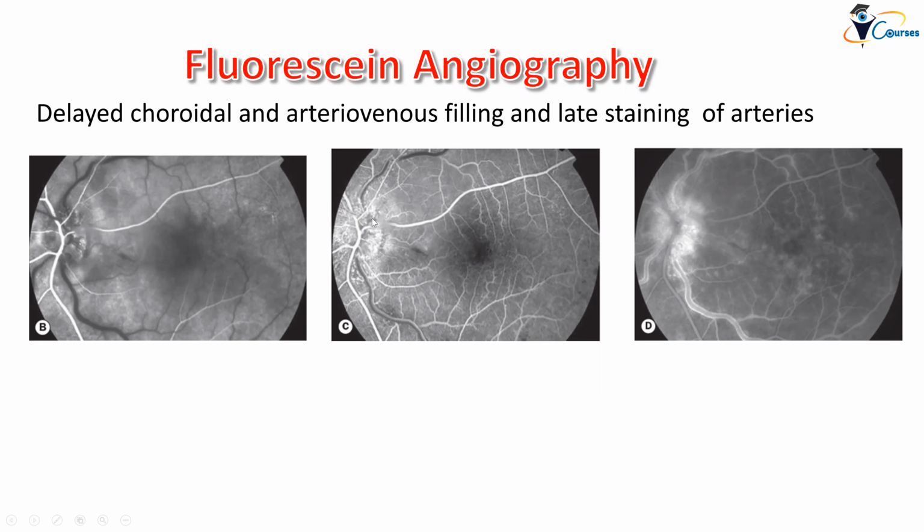And then there will be arteriovenous filling. You can see the laminar flow of the fluorescein into the veins. And this is the late phase. You see the dilated veins, and there is late staining of the arteries. The arteries will show staining of the wall, and also there is some macular edema in the center and staining of the disc.